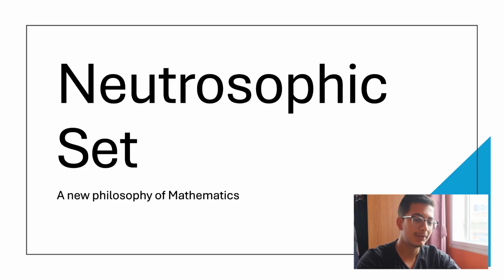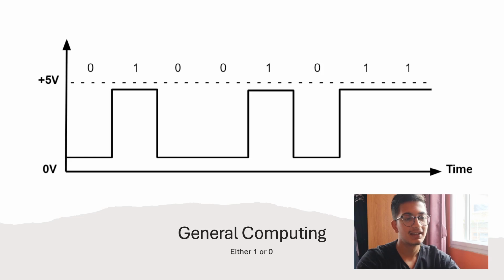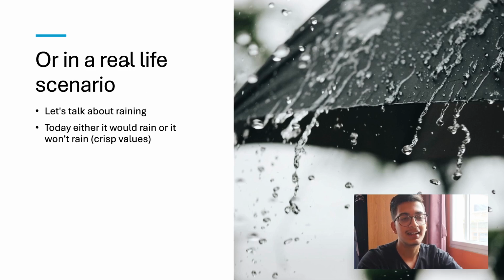As I have previously mentioned, it's a new philosophy of mathematics. Talking about general computing, we think about it as either 0 or 1. Here in this graph, you can see this is the 0 area and this is the 1 area, or a black area or a white area, right? Talking about representing it in a real life scenario, let's take the example of today's weather. It can rain today or it cannot rain today, right? So there are two crisp values. Crisp values are the true outputs: it will rain today is one crisp value, and it won't rain today is another crisp value, right?